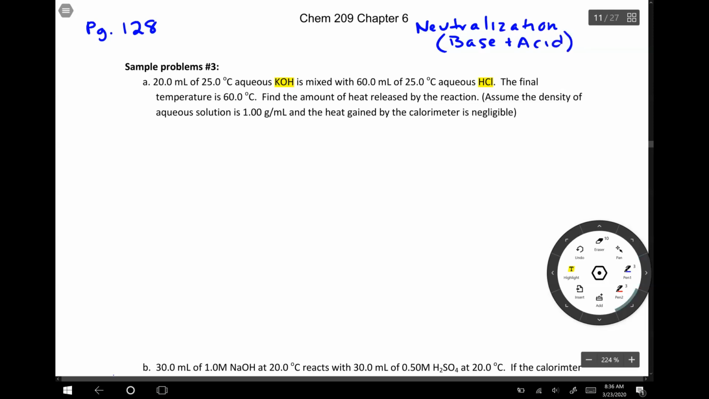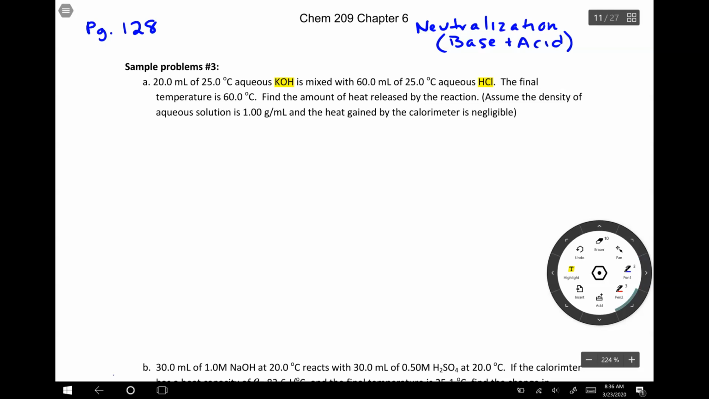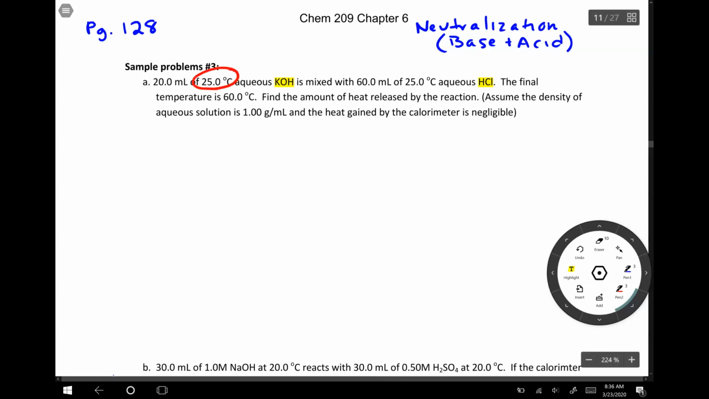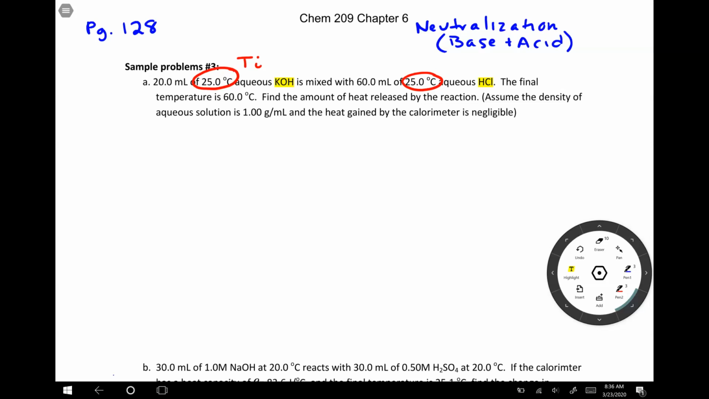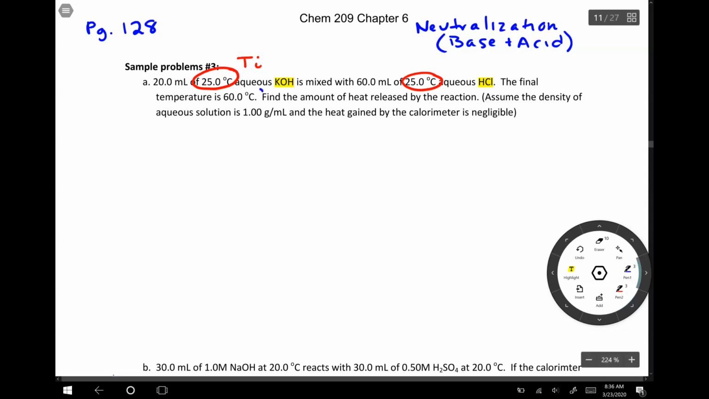The other thing I want to notice about this reaction here is my temperatures. Both the acid and the base are starting at this initial temperature of 25 degrees Celsius. This is my initial temperature. And the final temperature inside that coffee cup is 60 degrees Celsius. Here's my T final, that 60 degrees Celsius.